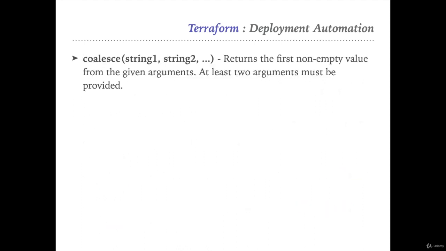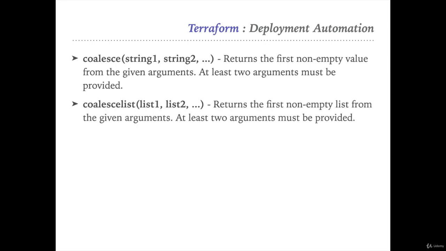The next function is coalesce. Coalesce accepts any number of arguments and returns the first non-empty value from the given arguments, and at least two arguments must be provided. Suppose we provide multiple strings and the first arguments are null values; then coalesce will find the first non-empty string and return it as the value. Then we have coalescelist, which does the same thing.